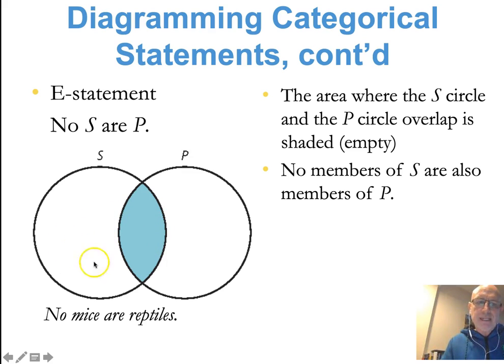If we said some mice are not reptiles, we put the X in the S. But because we're saying no mice are reptiles, we shade this to show that there is no overlap between S and P.